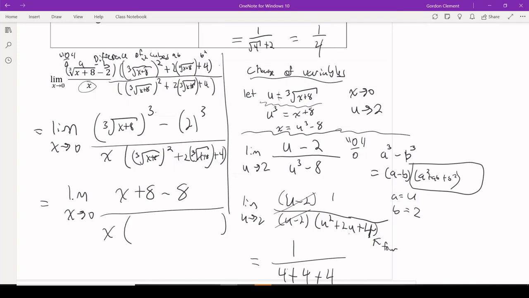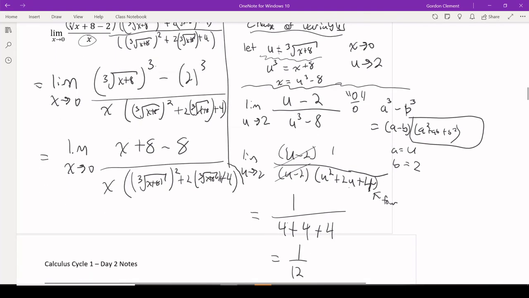I get all of this stuff one more time. I'm out of space, but the minus 8 and the plus 8 cancel, which allows the x to cancel top and bottom, leaving a 1 on top. Now we've canceled out the 0 over 0. We would be allowed to plug in.